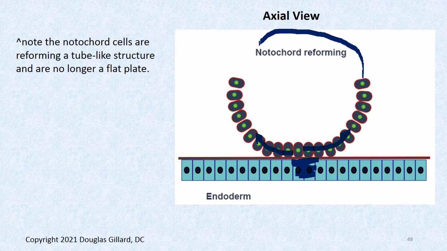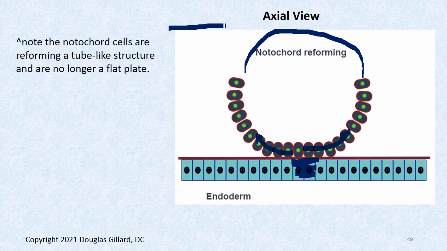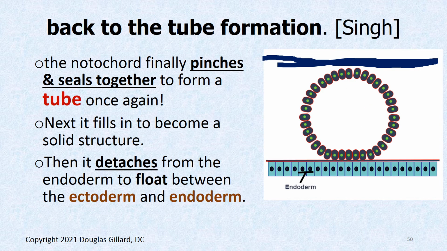And pretty soon they're going to reform the cord like that. And here you can see it is reformed. I forgot to draw the ectoderm, which would be here on both of these. These aren't just sitting in space because the ectoderm and endoderm are still present. But as this process keeps going, we finally get a tube structure again.